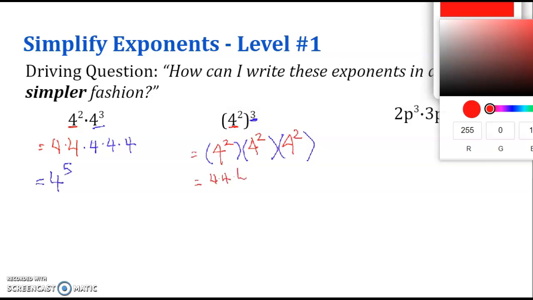And then another 4 squared is being multiplied, and then another 4 squared. So at the end, how many 4s are being multiplied to itself? 1, 2, 3, 4, 5, 6 times. So this simplifies to 4 to the power of 6.